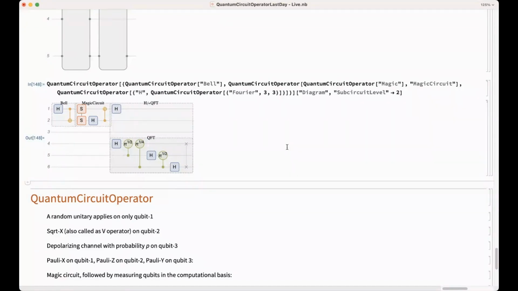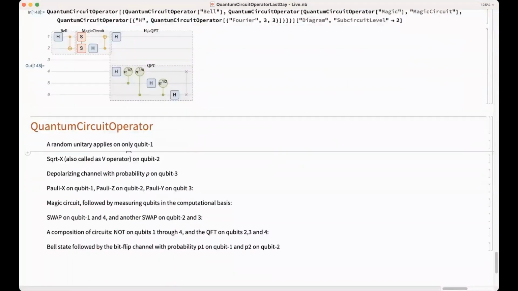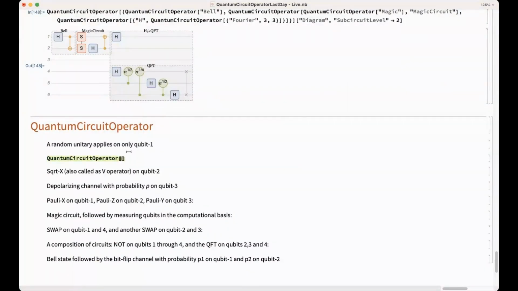Let's see the first one: a random unitary only on qubit number 1. So let's design a circuit, the random unitary.